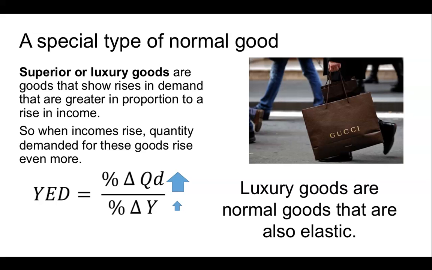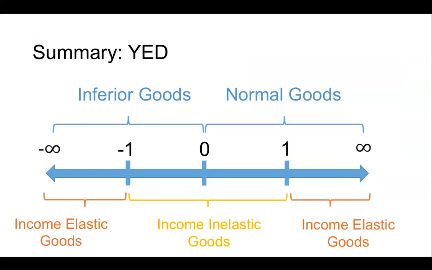And so, in other words, we could say that luxury goods are normal goods, which are also elastic, which means that in summary, superior goods or luxury goods are these ones here, which are between 1 and infinity. They're normal income elastic goods, which are superior goods.